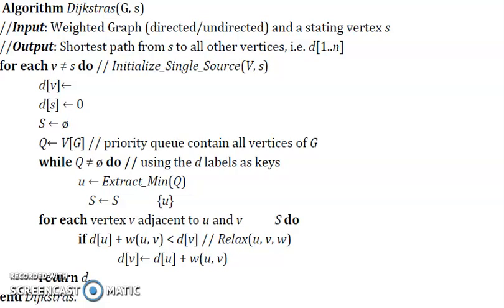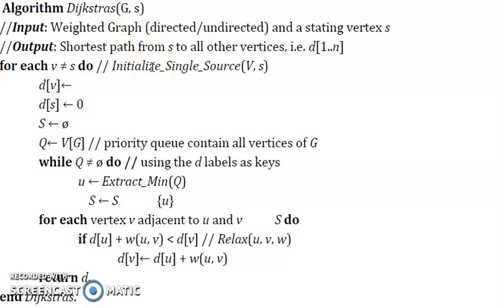This algorithm accepts two inputs. One is G, which is a graph, followed by S. S is the starting vertex, meaning the vertex you are going to assume as the source vertex. So G and S are the two arguments.